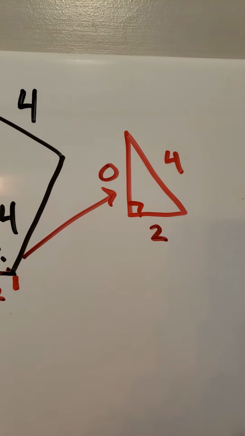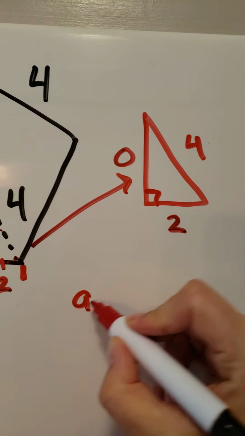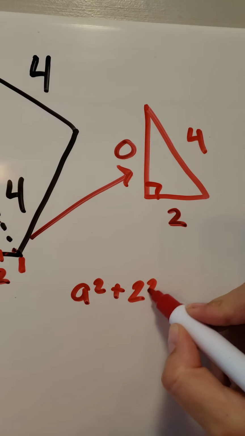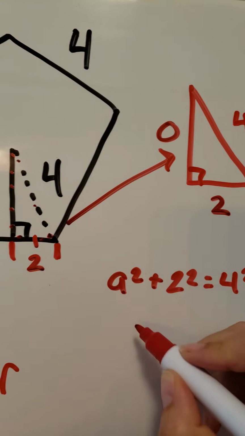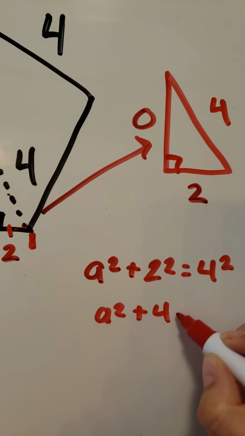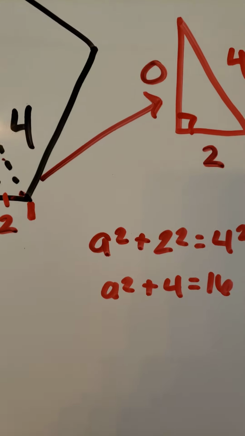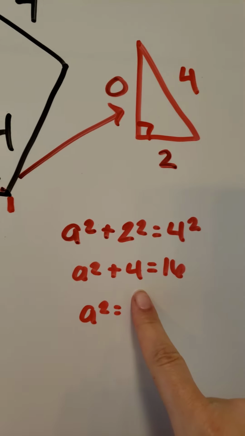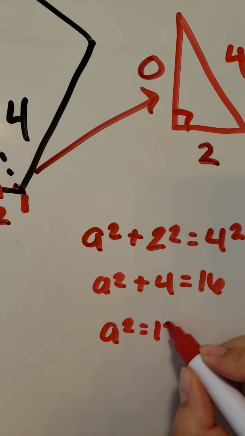So these are your legs, they're your A and B, and then this is your hypotenuse, that's your C. So we're going to just say A squared plus B squared, or 2 squared, equals C squared, which is 4 squared. A squared plus 2 times 2 is 4 equals 4 times 4 is 16. Okay, we want to get that A squared by itself, so we're going to say A squared equals, we subtracted 4 from both sides, 16 minus 4 gives you 12.